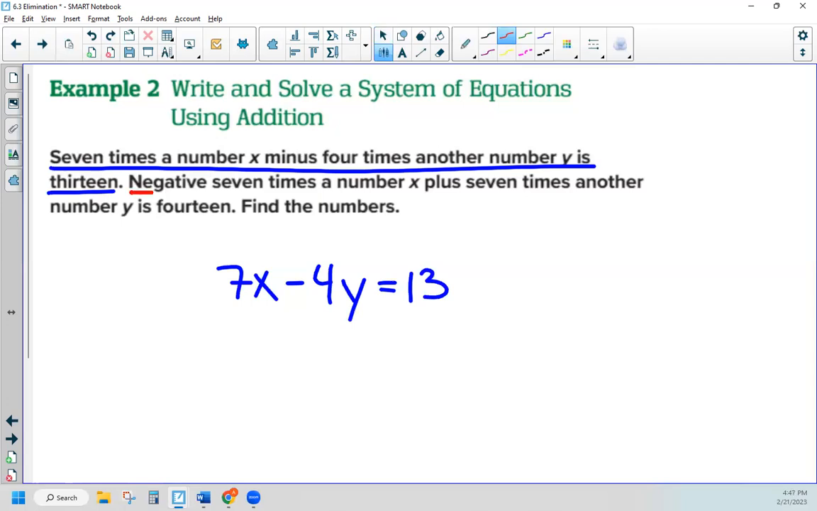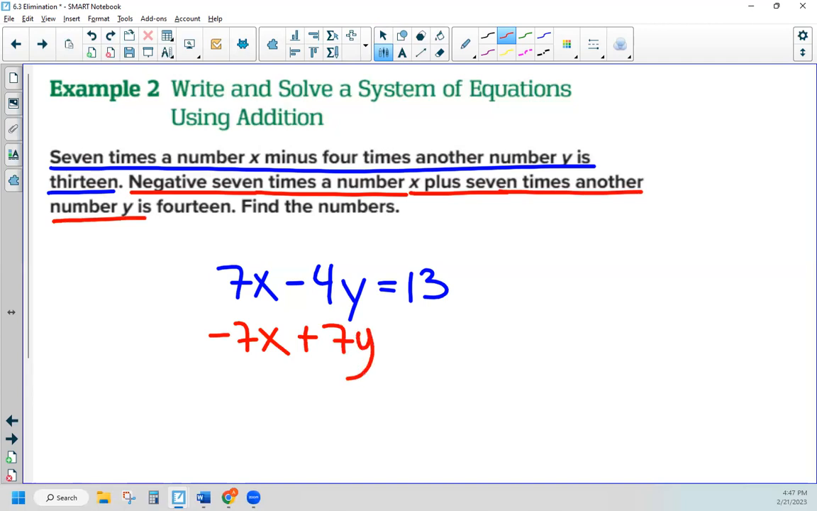Okay, here we go in red. -7 times the number x. So -7 times x is -7x. Plus 7 times another number, y. Okay, 7 times y is 7y.